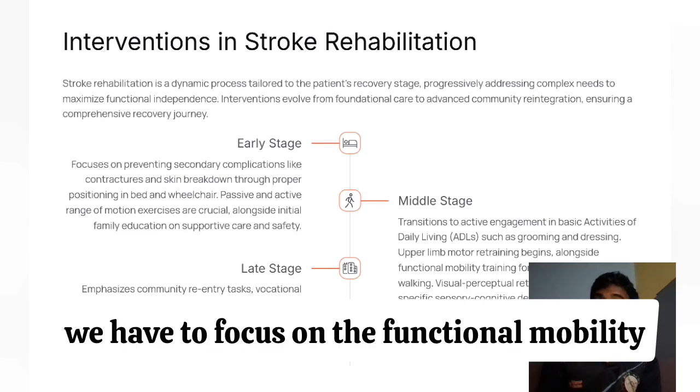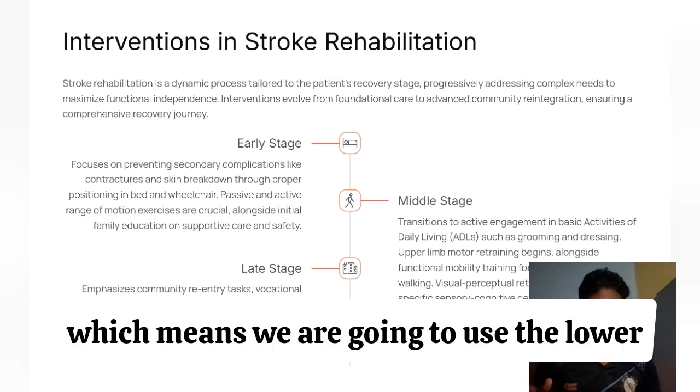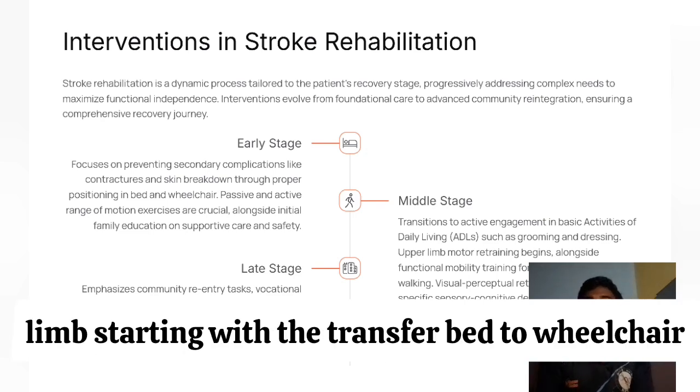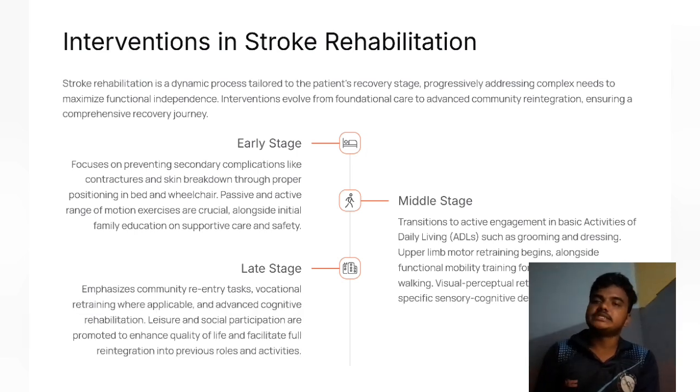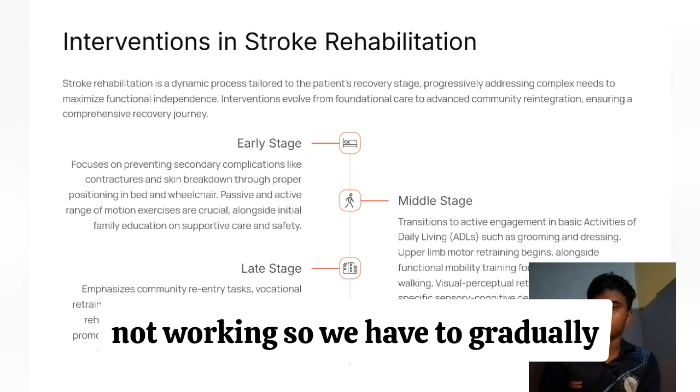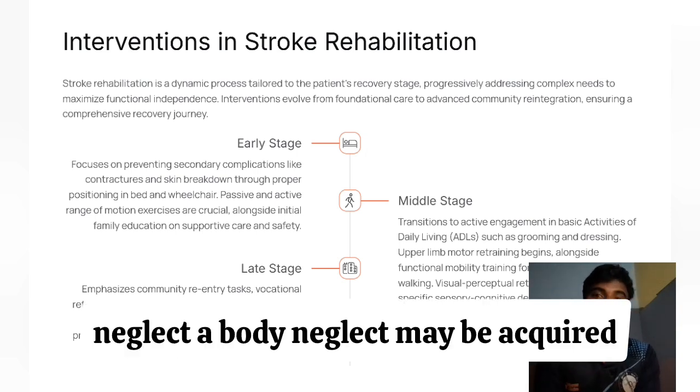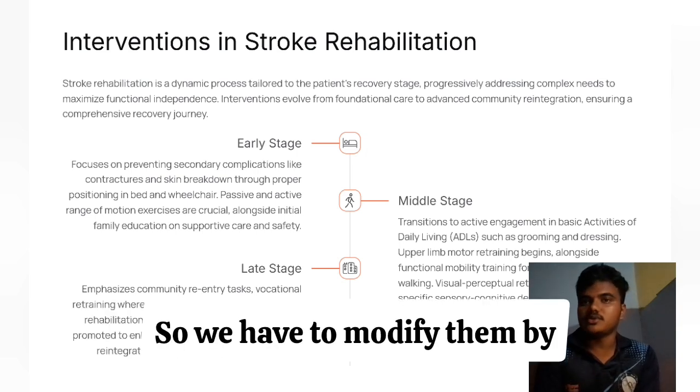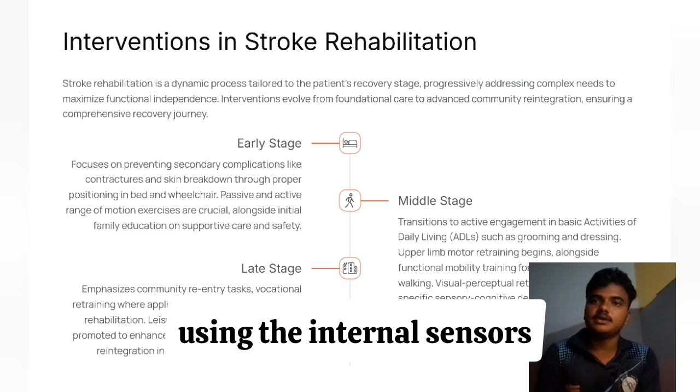Then we have to focus on functional mobility, which means we are going to use the lower limb, starting with the transfer, bed to wheelchair, then assisted walking. So wheelchair, assisted walking, and normal walking. Gradually, body neglect may be acquired, so we have to modify that by using interventions.